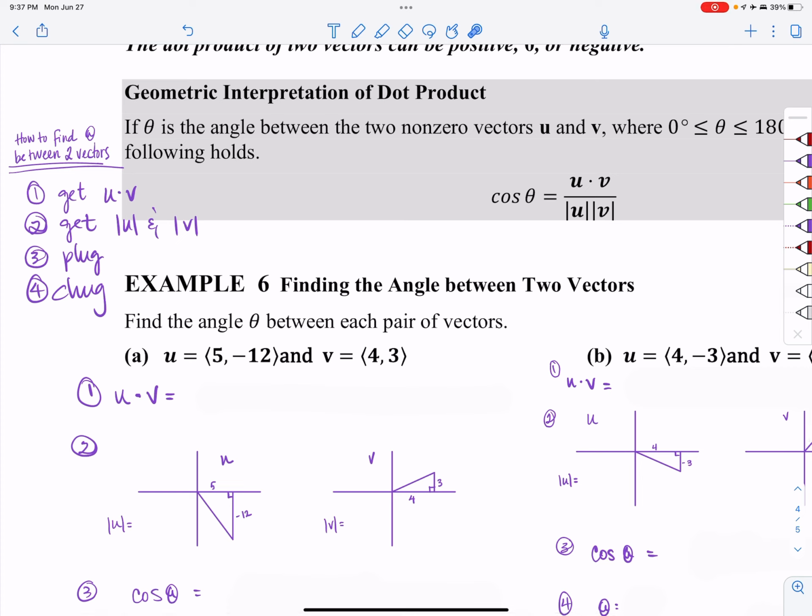First thing, it's a 4-step process. First thing, get the dot product of the two vectors. Secondly, get the two magnitudes. Thirdly, plug it into this formula right here.